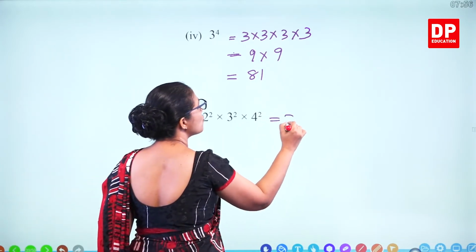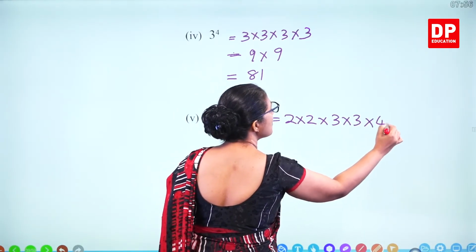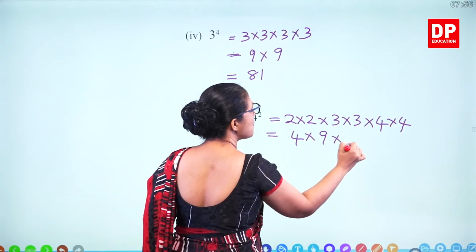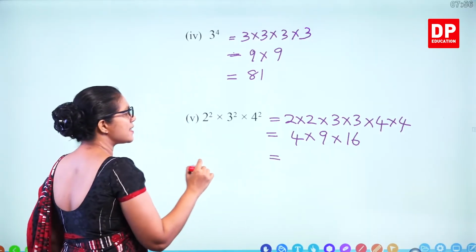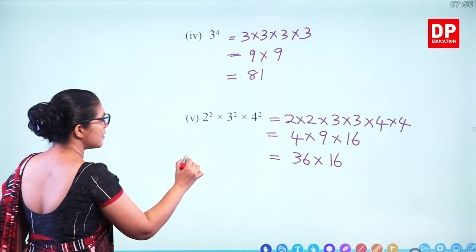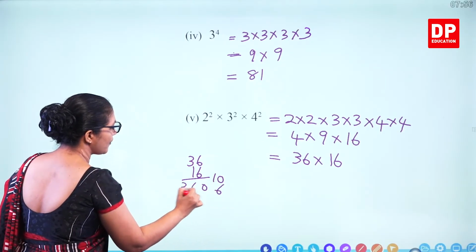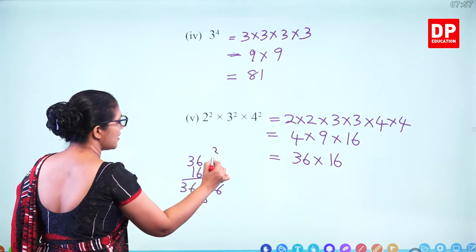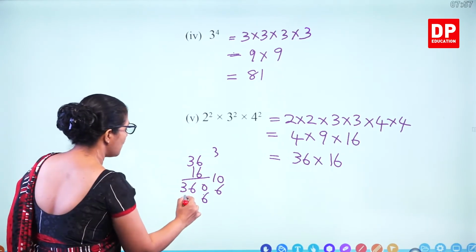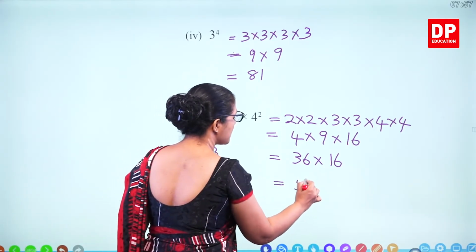2 to the power of 2. 2 squared means 2 times 2. 3 squared means 3 and 3. 4 squared means 4 and 4. 3 times 3, 9. 4 times 4, 16. So 36 times 16. 36 and 16 will multiply. 6 times 6, 36. 3 remaining. 6 times 3, 18. 18 plus 3, 21. 576.